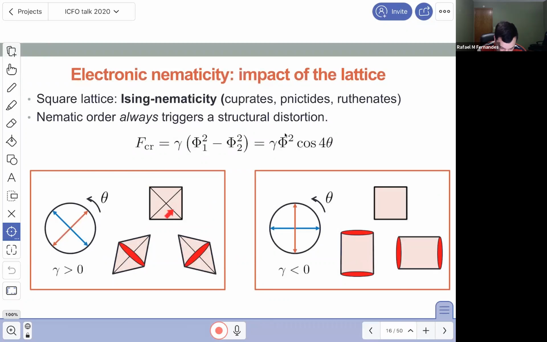This hopping anisotropy is going to make this bond different than this bond, and the bonds do not have to have the same length. I'm choosing here the chosen bond to be compressed. So you see that this square here is distorted. This means that I go from a square, from a tetragonal phase, to an orthorhombic phase. Similarly here, now the bonds are along the horizontal or vertical axis. So that's one lesson that I want to emphasize, that nematic order always triggers a structural distortion.